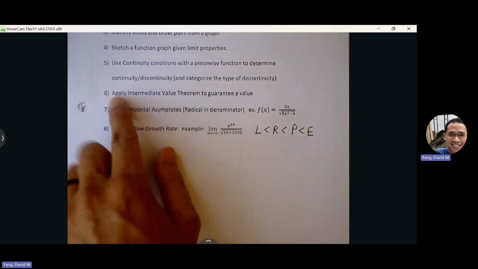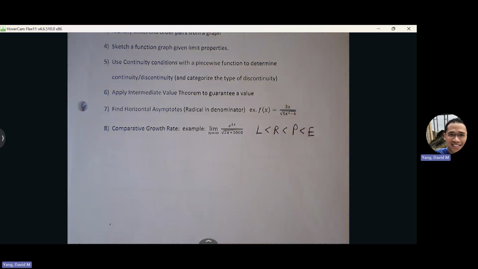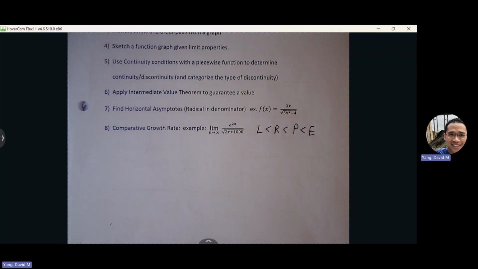Applying the intermediate value theorem to guarantee values. We'll practice one of those problems today in class, where we have to first establish continuity, and then test the endpoints to see if both endpoints are on opposite sides of the y value that we're looking for, and then we have to write out our because statements to justify it.